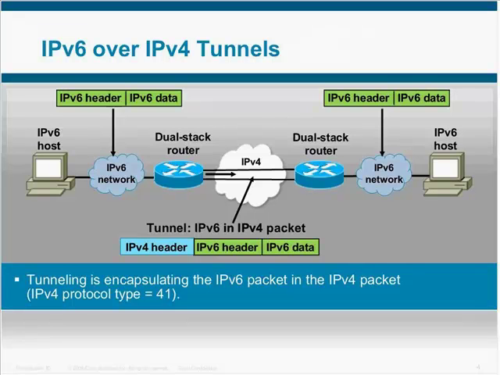This other dual stack router will then in turn remove the IPv4 header and forward the packet natively over IPv6 to the second host on the right-hand side. So just to note that the protocol number that will be used by IPv4 will be protocol number 41, which is IPv6 over v4.